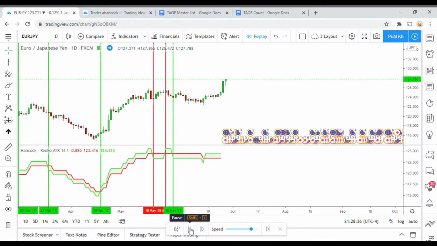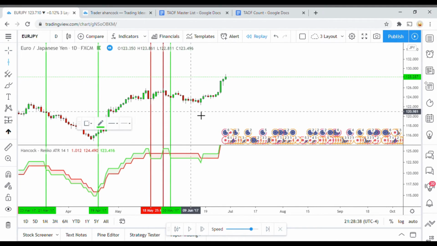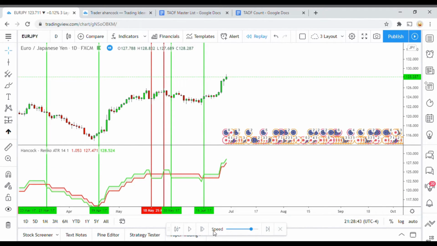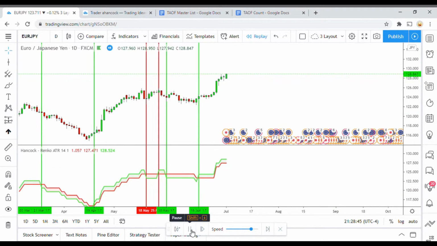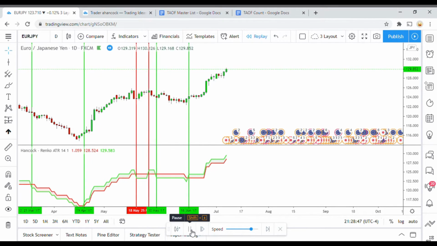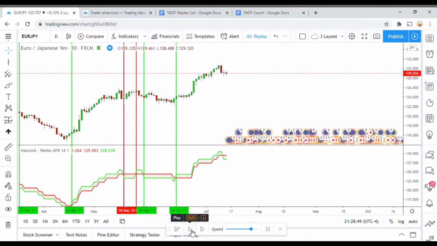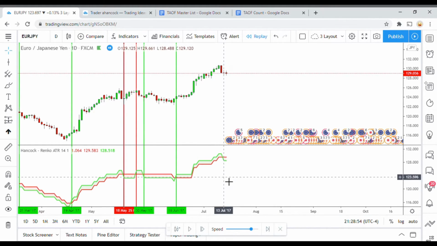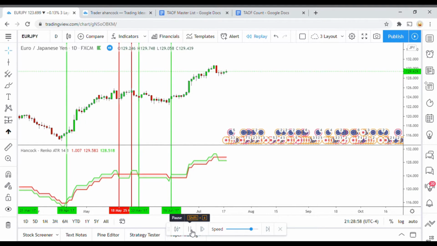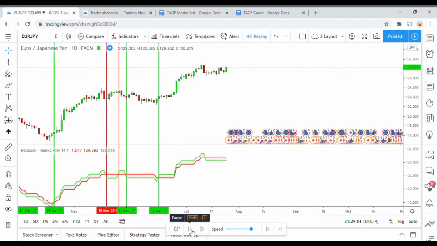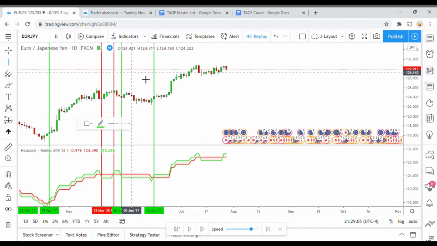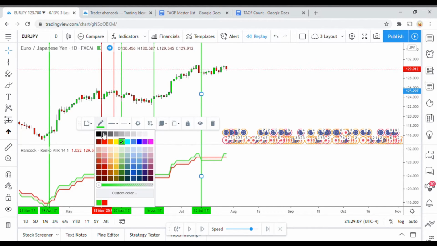Let's see, got a long signal right there. That one did rather well also. It's quite interesting how this moves, especially since we have dropped it down below the chart. Yeah, stopped out on that one.